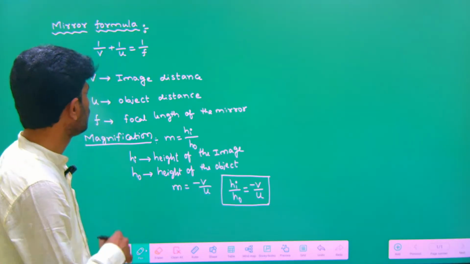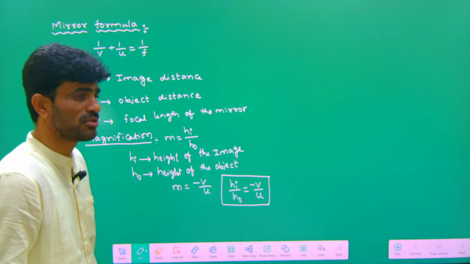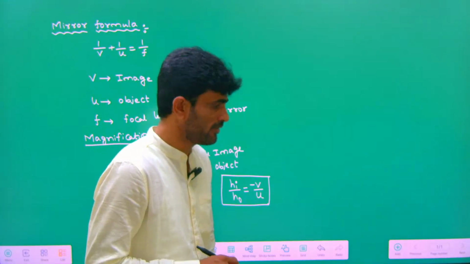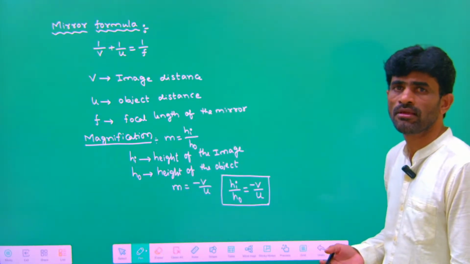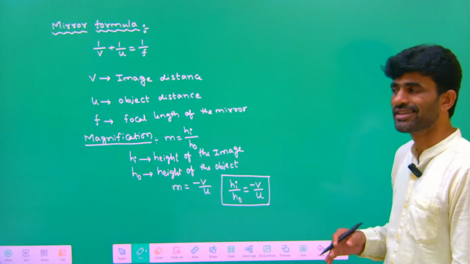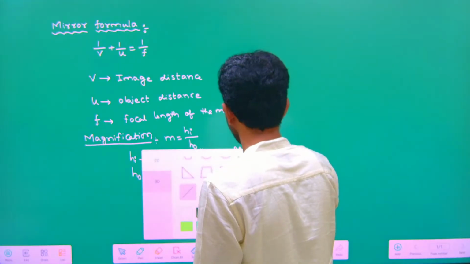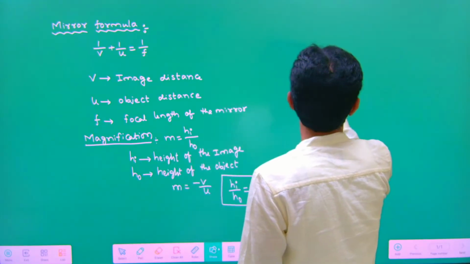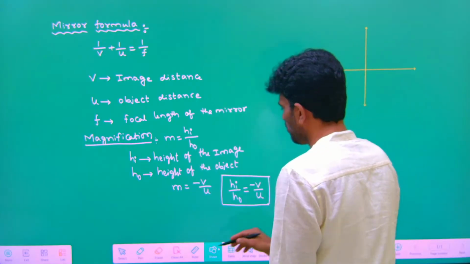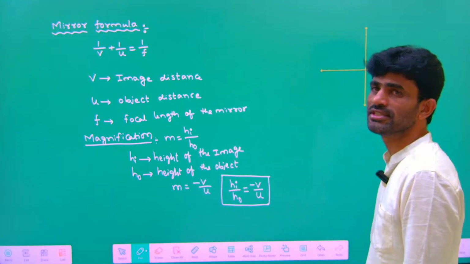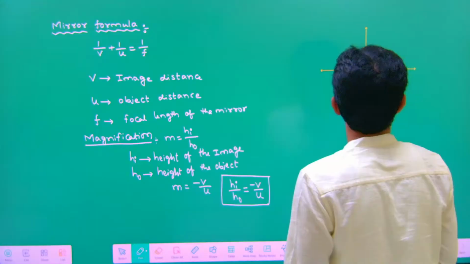And once you know the formulas, we should also know the sign convention. What should be taken positive, what should be taken negative. Already in mathematics we have coordinate geometry, the x-axis, y-axis. If you remember that, based on that, this also we can remember easily. So let us see. We know this is the x-axis, this is the y-axis. This is important because most students get confused in taking signs, positive or negative. So let us know how to take them.